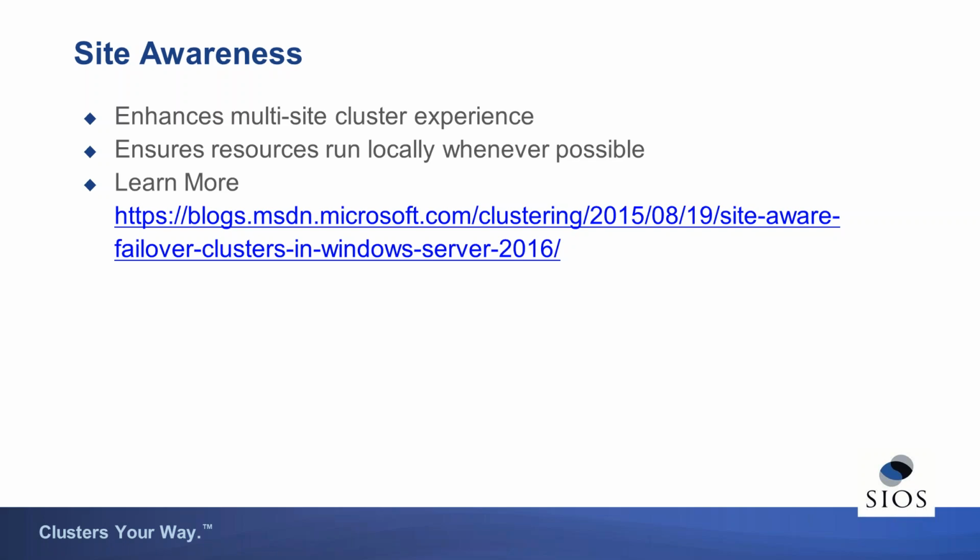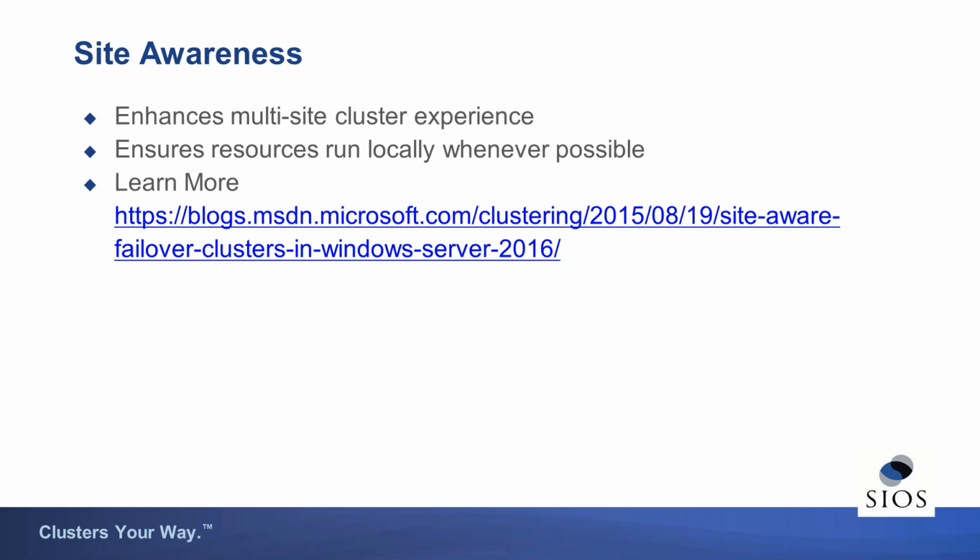And before site awareness, it was very hard to guarantee that you wouldn't accidentally fail over to the DR site, even though there were nodes available in your primary site. Again, you could try to force that through preferred owners, but there was never any guarantee that preferred owners list wouldn't choose the DR site when one of the local nodes was still available. So by configuring site awareness, you're going to eliminate that so that the resources will run locally whenever possible.